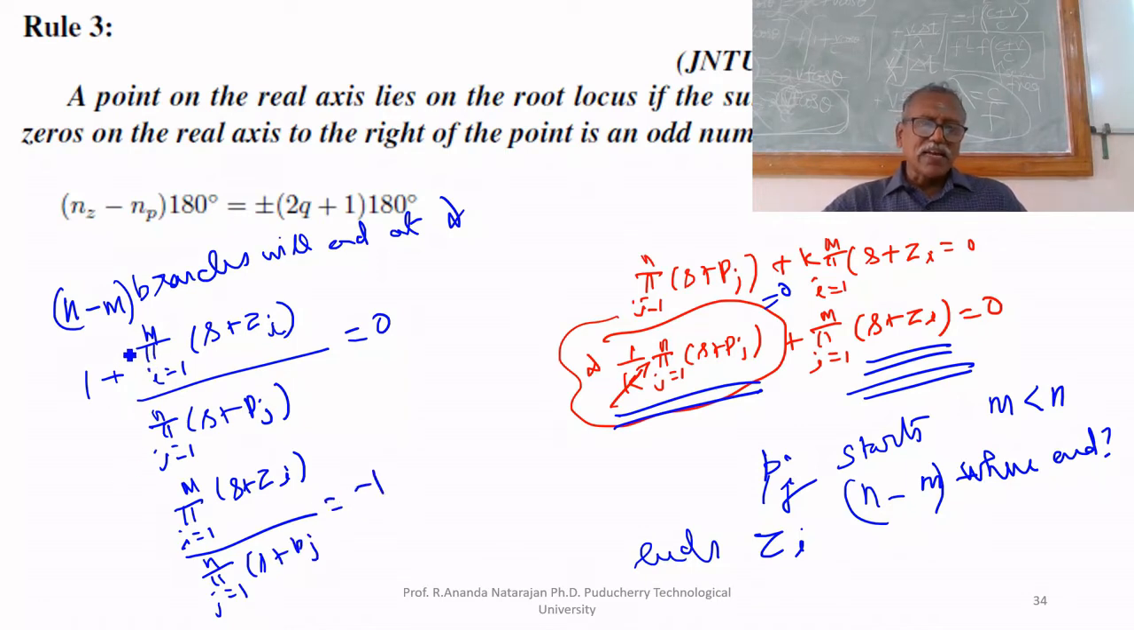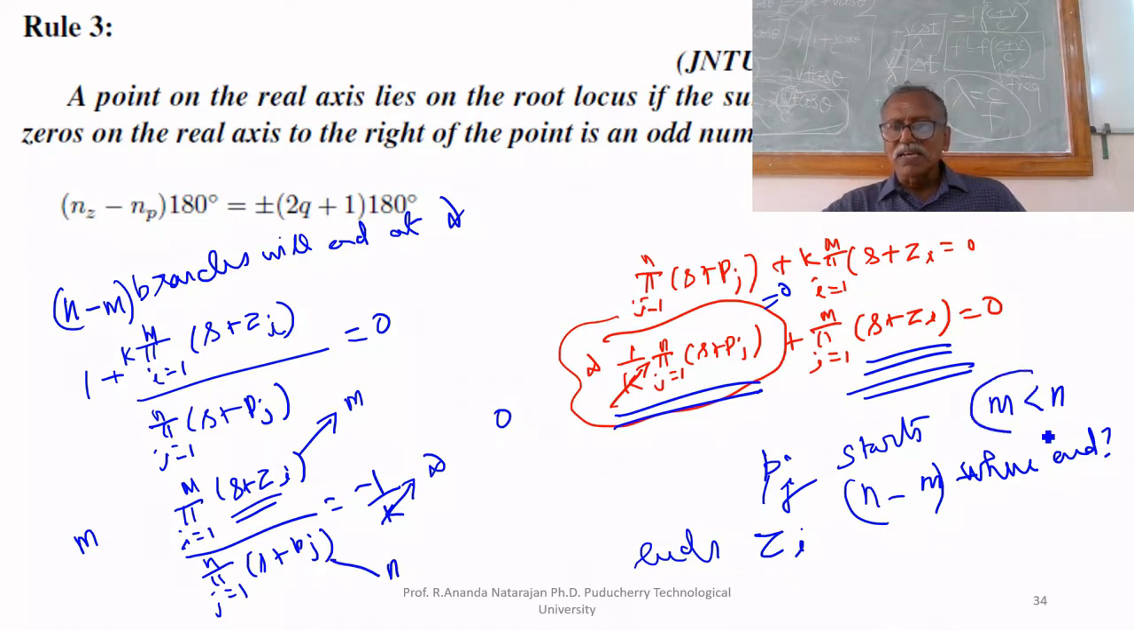Already here k is there, in the numerator k is there. If you bring that k to the right hand side, you will get 1 by k. When k tends to infinity, it becomes 0. Here, the numerator has only m poles, the number of terms equal to m. Here, the number of terms equal to n. We know that m is less than n. Therefore, as a limiting case, for this to become 0, this s should tend to infinity.